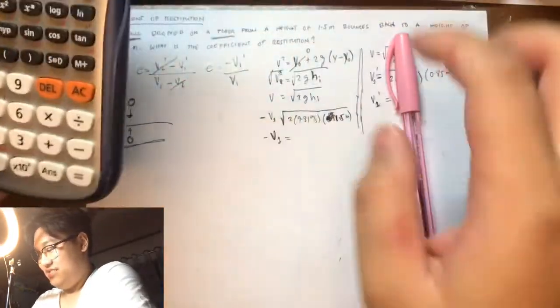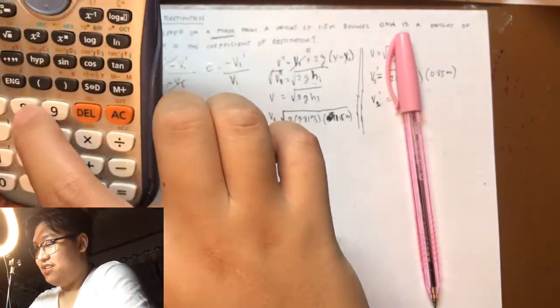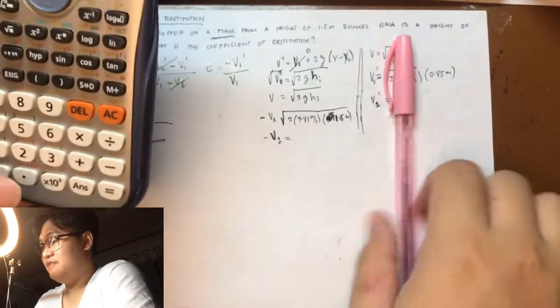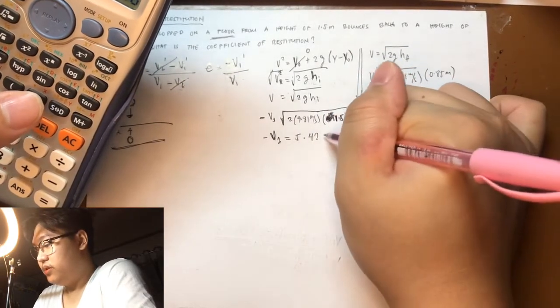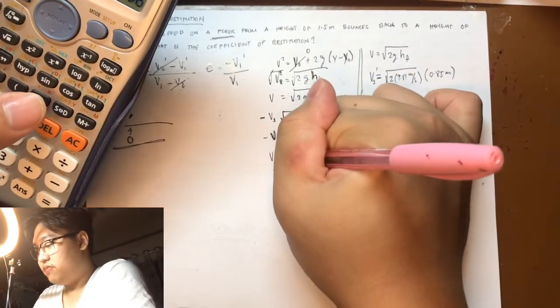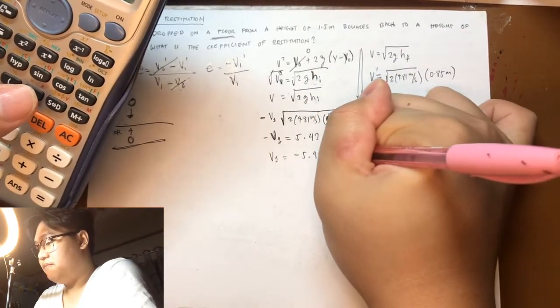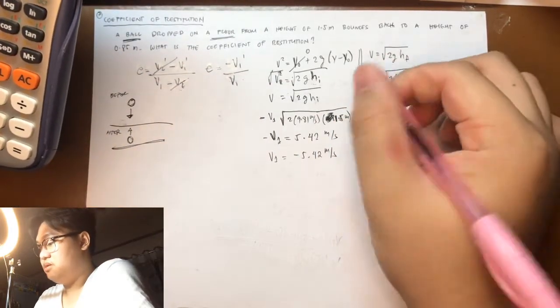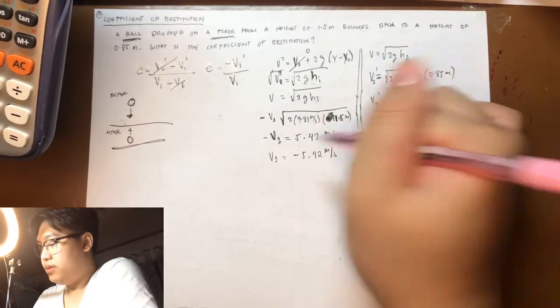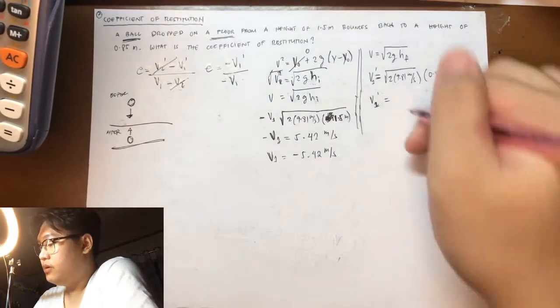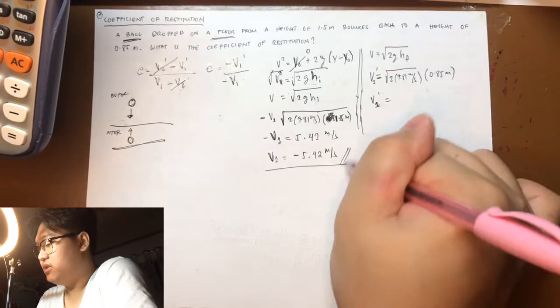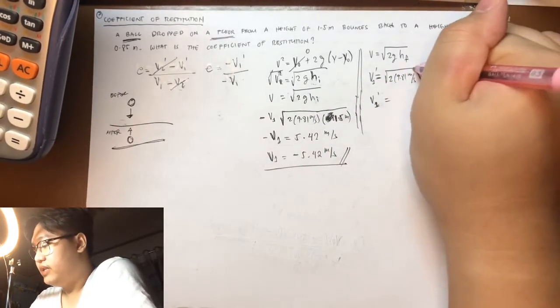So V1, kapag in-square root mo natin yung 2 times 9.81 tapos 1.5, lalabas na sa atin is 5.42 meters per second, which is ang velocity natin is equal to negative 5.42 meters per second. Negative din siya since pababa. So, meron tayong velocity 1, and then ito namang V1 prime ang sasolve natin.